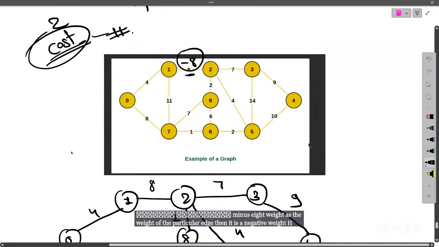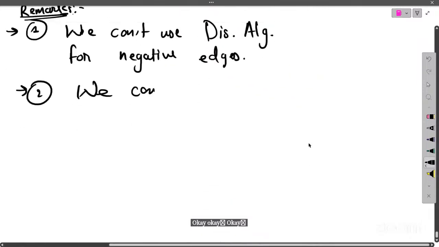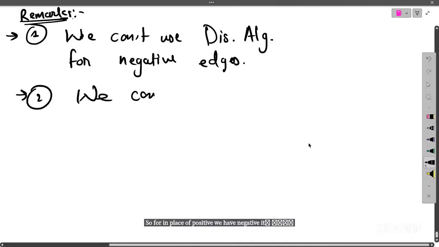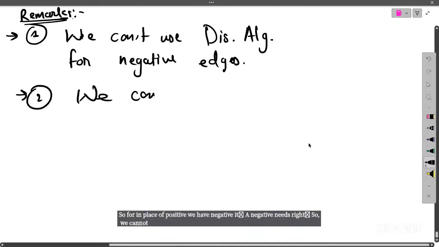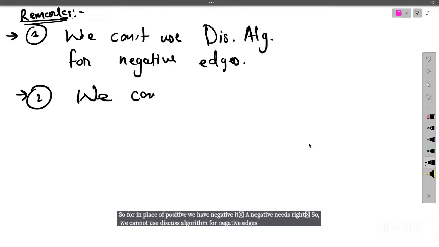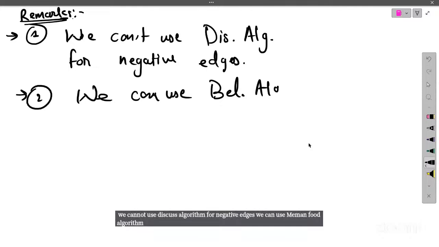So in place of positive weight, we have negative weight. Yes, ma'am. Negative weights, right? So we cannot use Dijkstra's algorithm for negative edges. We can use the Bellman-Ford algorithm for negative edges.